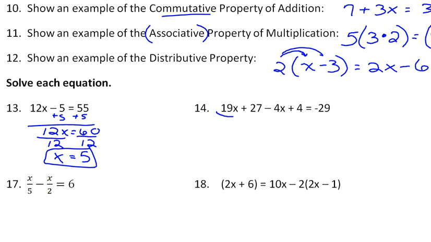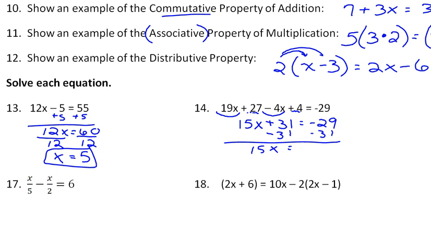Okay, there's a lot of stuff going on this first side of the equation, so we're going to simplify. This 19x and this negative 4x can go together and make 15x. 27 and 4. 27 plus 4 is 31. So that equals negative 29. Okay, now it's just like number 13, a two-step equation. Subtract 31 from both sides. 15x. Negative 29 minus 31 is negative 60. Divide both sides by 15. Okay, 60 divided by 15 is 4. So negative divided by positive is negative, so negative 4.